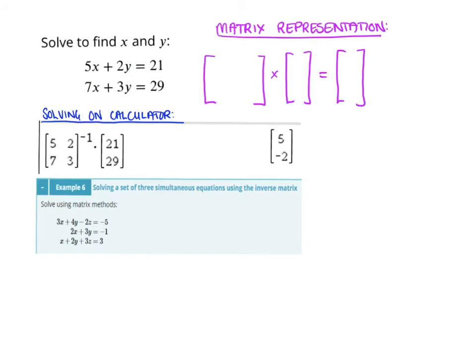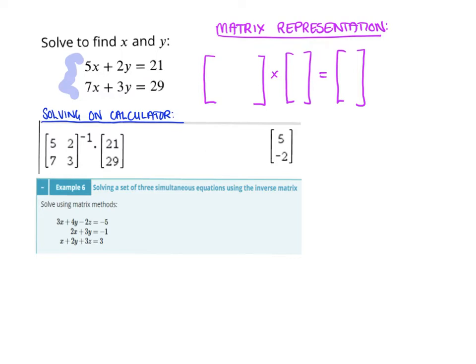Okay, so here it's said to solve for X and Y. They're going to ask you to solve using matrices or set it up. Or they might say set up these equations in matrix form. They're things that they could say.